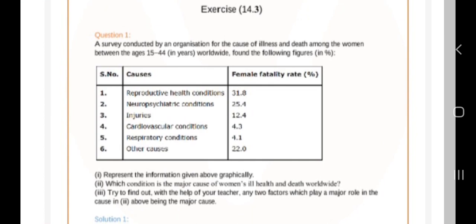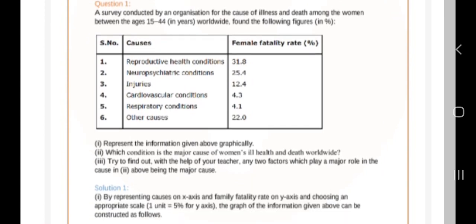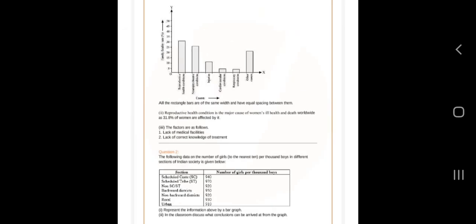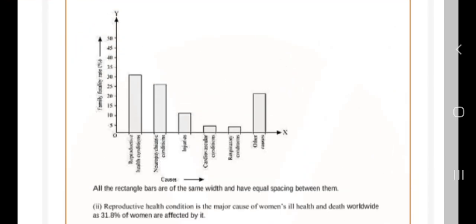Next, a survey was conducted by an organization for the causes of illness and death among women between age 15 to 45. So here they have found that reproductive health condition is 31.8, neuropsychiatric condition is 25.4, injury is 12.4, cardiovascular condition 4.3, respiratory condition 4.1, other causes are 22.0. Later we have to represent the information given above graphically.